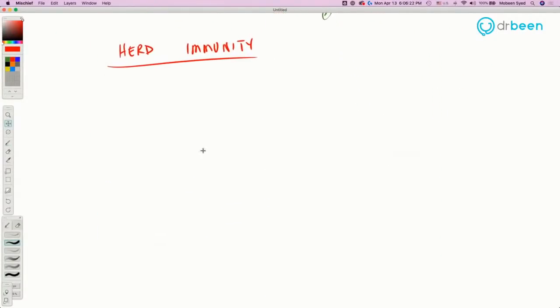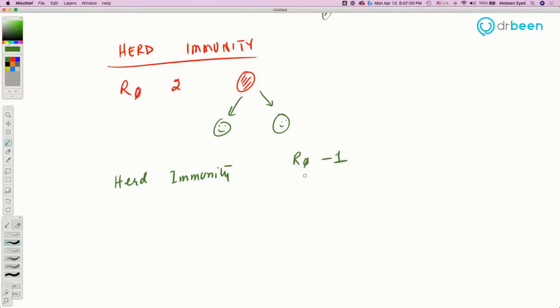Now let's talk about herd immunity for SARS-CoV-2. Let's assume that the R naught for SARS-CoV-2 is 2. That means every one person who is sick will make 2 healthy people sick. If we want to make sure that we have herd immunity established, then the formula for herd immunity is R naught minus 1 divided by R naught. That is the formula. So let's assume that the R naught is 2 in the case of SARS-CoV-2.